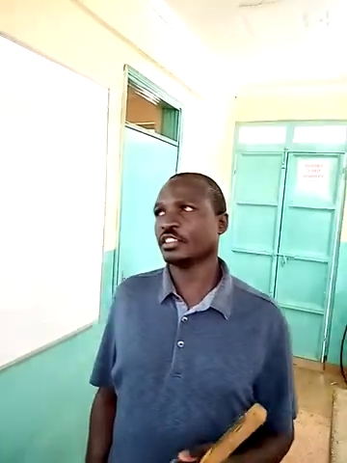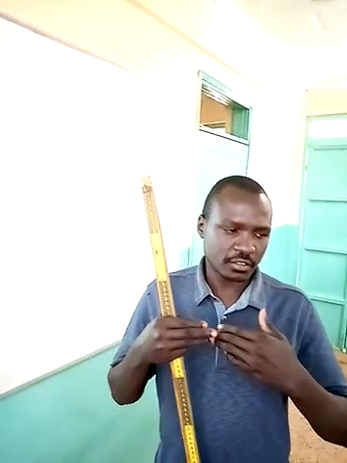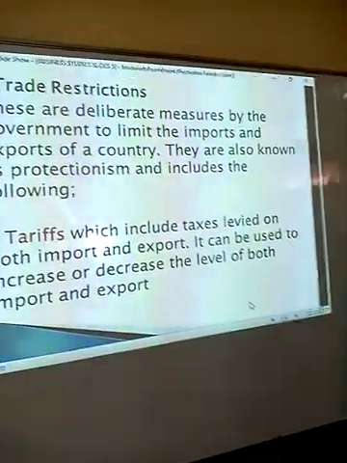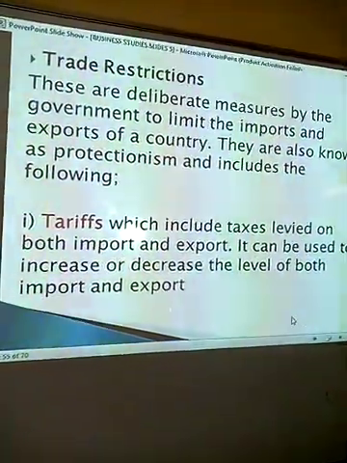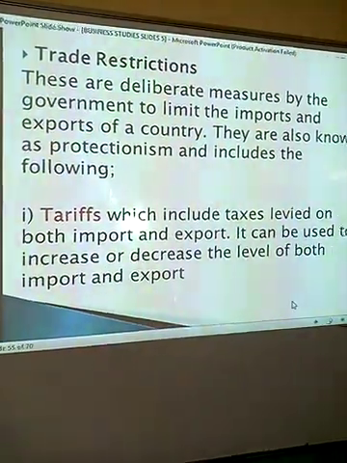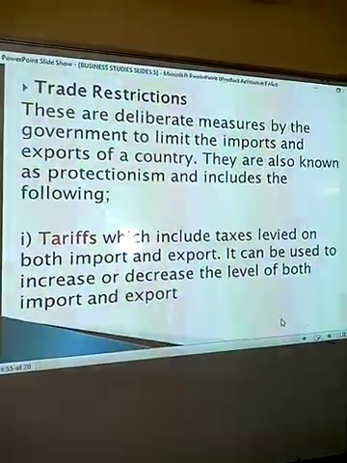In our previous lesson, we introduced trade restrictions, and we said that trade restrictions refer to the very deliberate measures by the government to limit the imports and exports of a country. And we said that trade restrictions are also referred to as protectionism. We now want to look at the different forms in which trade restrictions can take place.